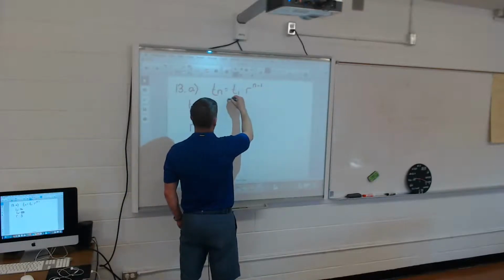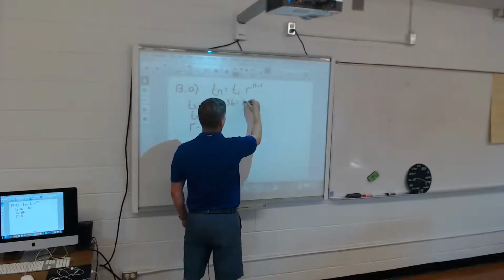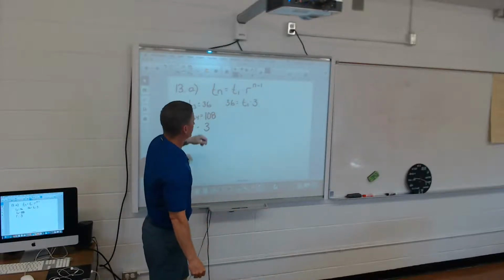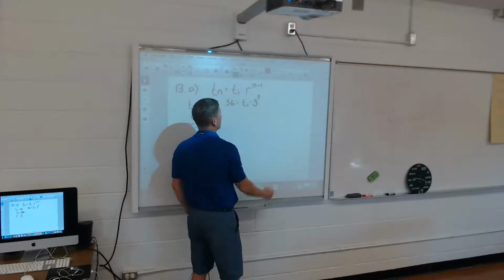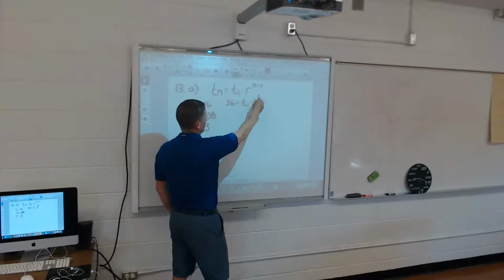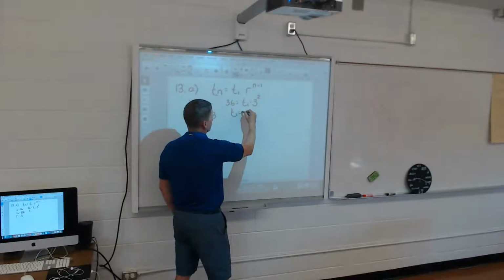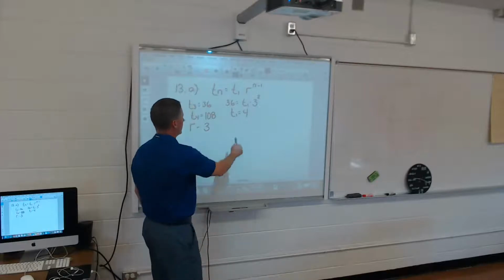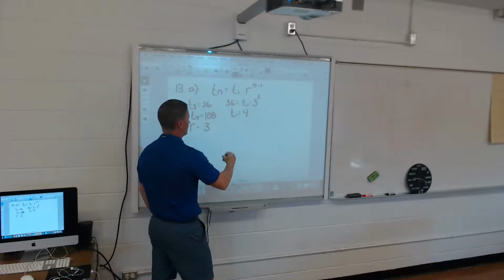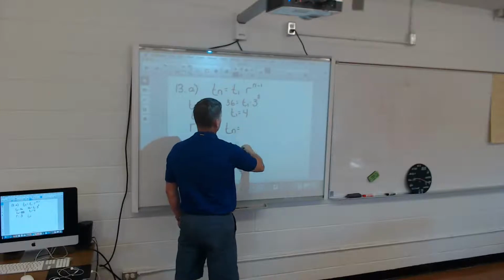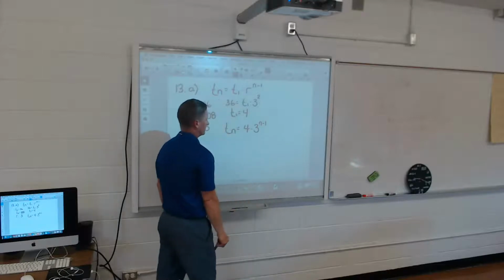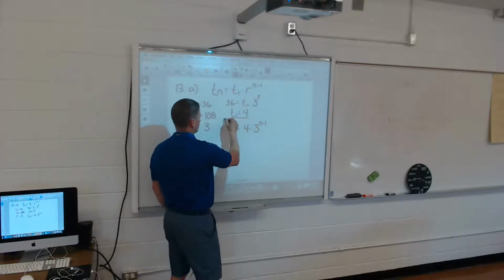So now t to the 3, which is 36, equals t to the 1 times 3. Because it's the third term, that makes this a 2 up here. So 3 squared. 36 divided by 9, t to the 1 is equal to 4. So I've got t to the 1, and I've got r equals 3. My general term for this is 4 times 3 to the n minus 1. And there's my solution.